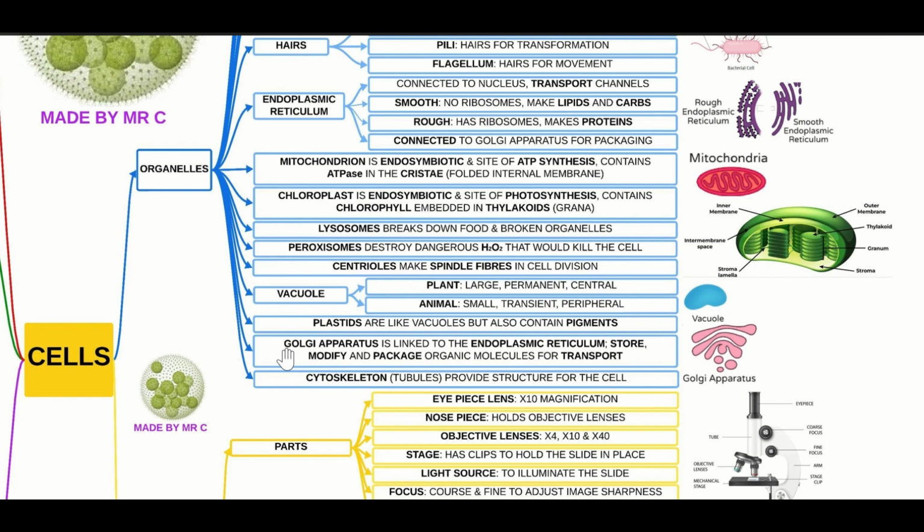Golgi apparatus, or sometimes called the Golgi complex, is linked to the endoplasmic reticulum. It can store, modify, and package organic molecules for transport, and they are transported in vesicles. Here are some vesicles here. Then all cells have to have a cytoskeleton, which is made up of tubules, which provide structure for the cell.